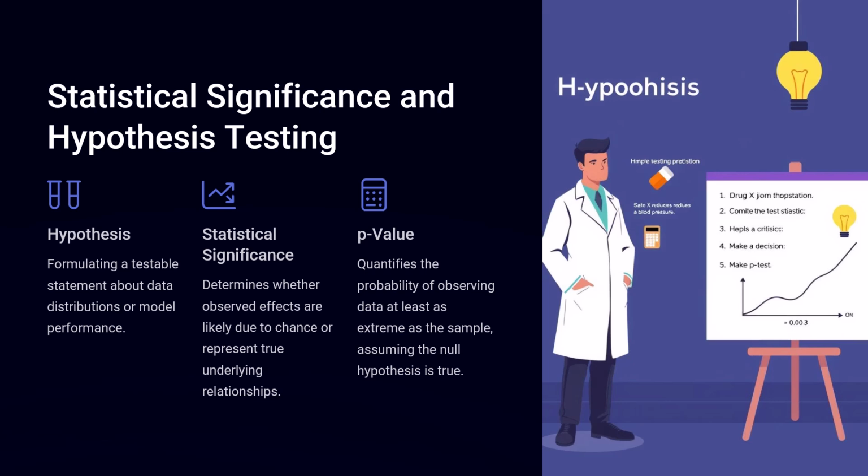Statistical significance and hypothesis testing. Hypothesis: formulating a testable statement about data distributions or model performance. Statistical significance: determines whether observed effects are likely due to chance or represent true underlying relationships. P-value: quantifies the probability of observing data at least as extreme as the sample, assuming the null hypothesis is true.